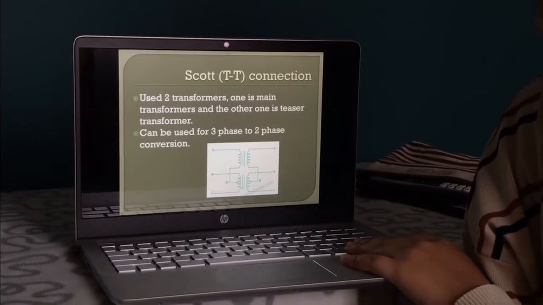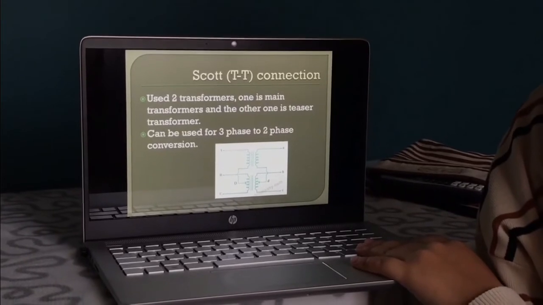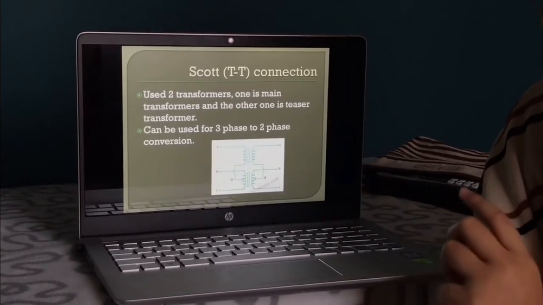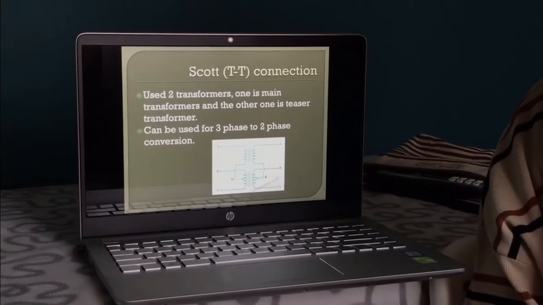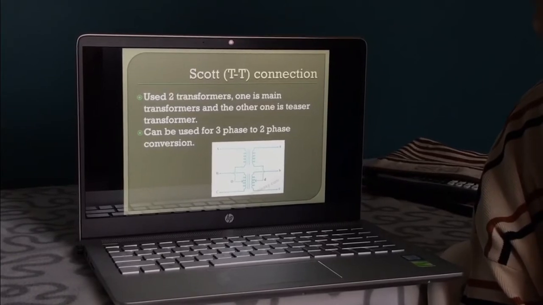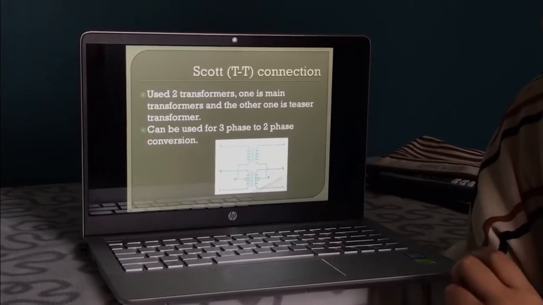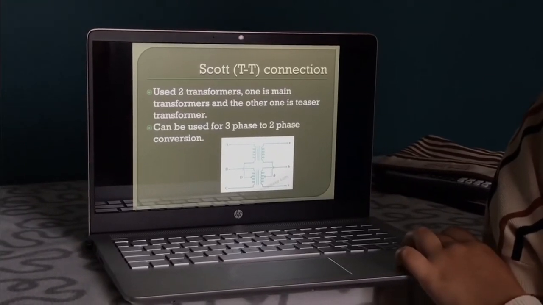Okay, next, the Scott connection. It uses two transformers. One is the main transformer, and the other one is the teaser transformer. It can be used for three-phase to two-phase conversion.